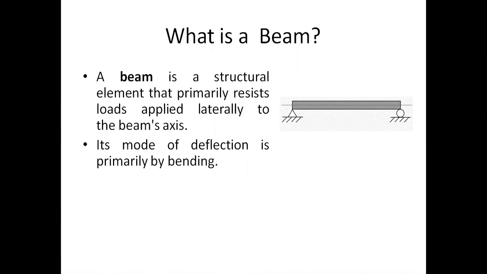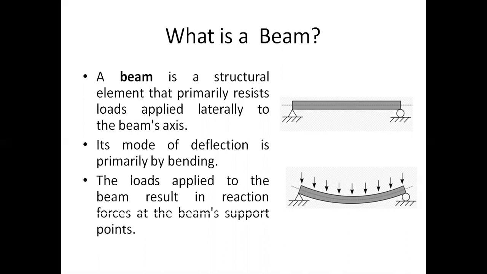So the mode of deflection is primarily by bending. When a load is applied here, for example, if you see the same thing, when we apply a load like this, these are the transverse or lateral loads, then primarily what happens to this beam is that it is subjected to bending only. So neither elongation nor compression, only bending will take place. So this is the characteristic of this beam.